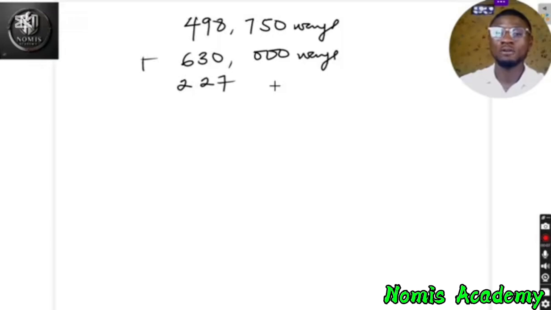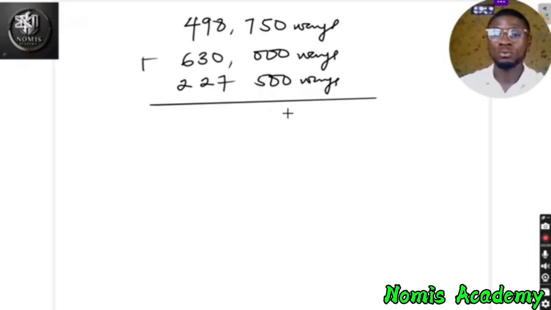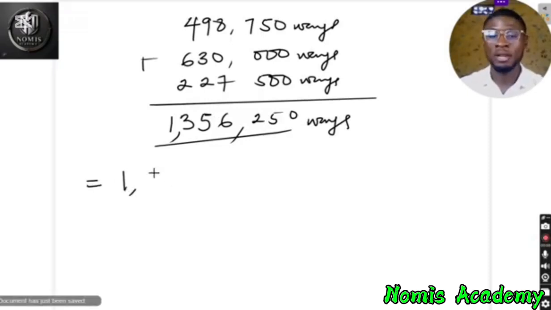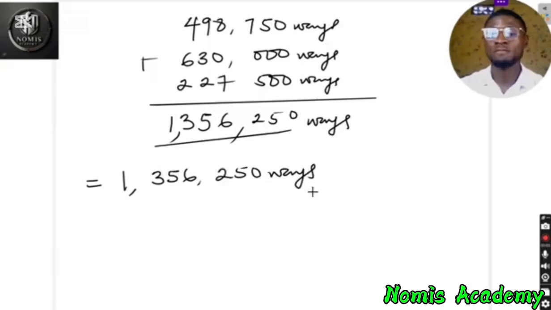227,500 ways. So when we find the sum, so we have 0, 5, 2, remainder 1. So this is 15, 6, remainder 1. So this is 13, 15, remainder 1. And this is 12 plus 1, and that is 13. So altogether we have 1,356,250 ways by which the selection can be done among the available set or category of people in the university. So our final answer to the question is 1,356,250 ways. And this is our final answer.